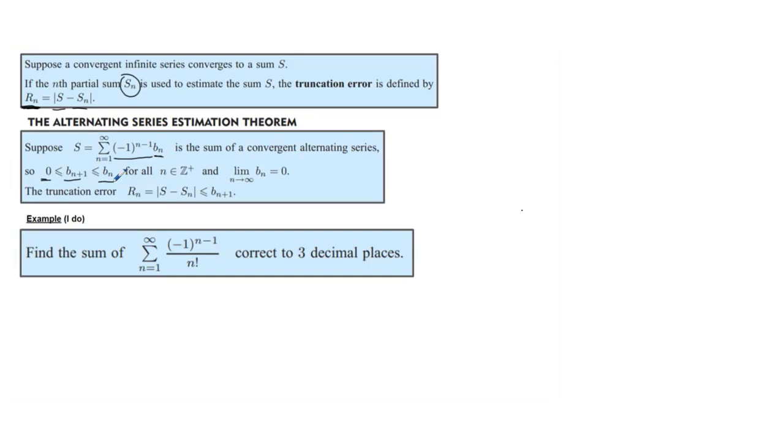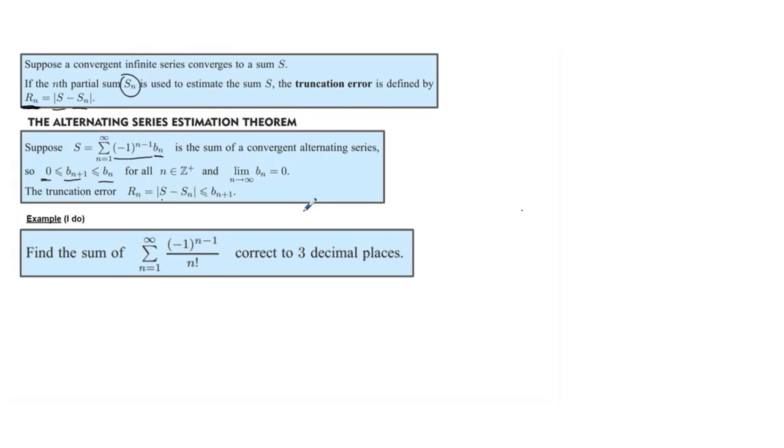So the truncation error, this is the theorem: the truncation error, which is the absolute value of the true sum minus the nth partial sum, is less than or equal to Bn plus 1. This is a really, really useful result. If you want to estimate to a given degree of accuracy, you can just find the term that makes this so, just by literally looking at terms.